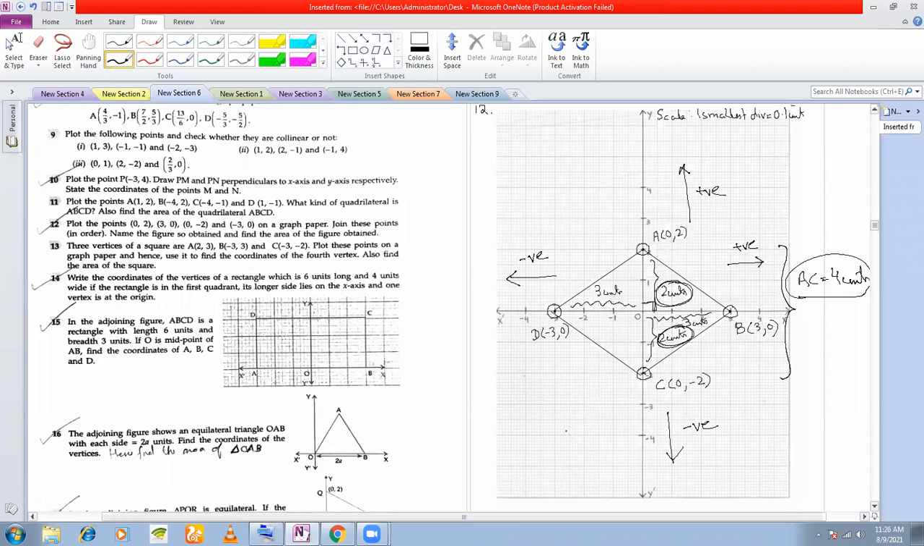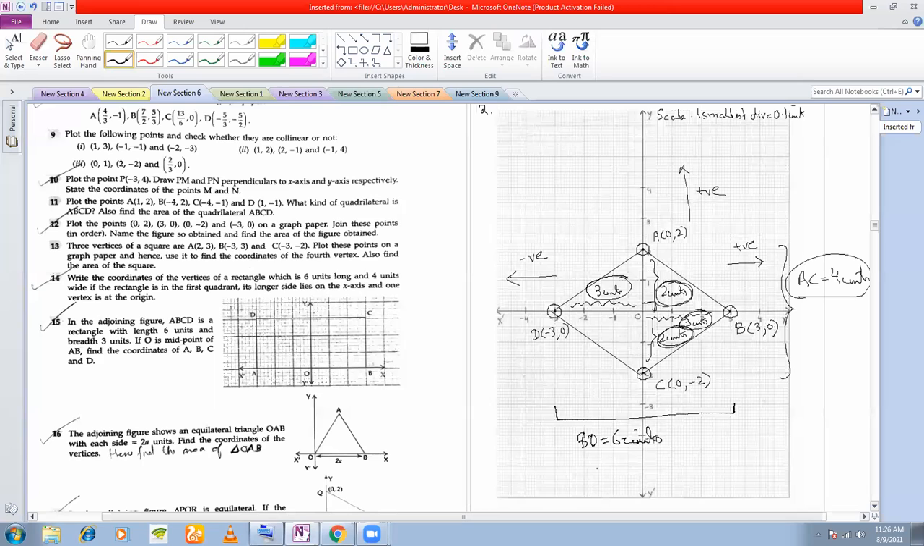What about this horizontal diagonal, BD? What is the length here? Can you tell me what is the length? So 3 units here and 3 units here. So BD is equal to 6 units. Is it clear?